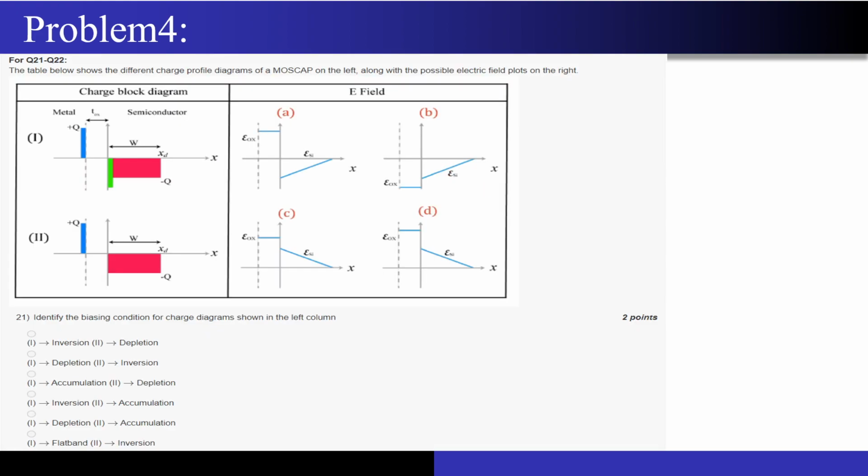Now coming to the next conceptual problem. This table below shows the different charge profiles. For this question, you want to focus only on the problem present on this slide. They are asking: depending on the charge profiles given, identify the biasing conditions for the charge diagram shown in the left column. Can anyone tell me whether this first charge density diagram is operating in the depletion mode, accumulation mode, or inversion region? Can anyone please help me solve this question?